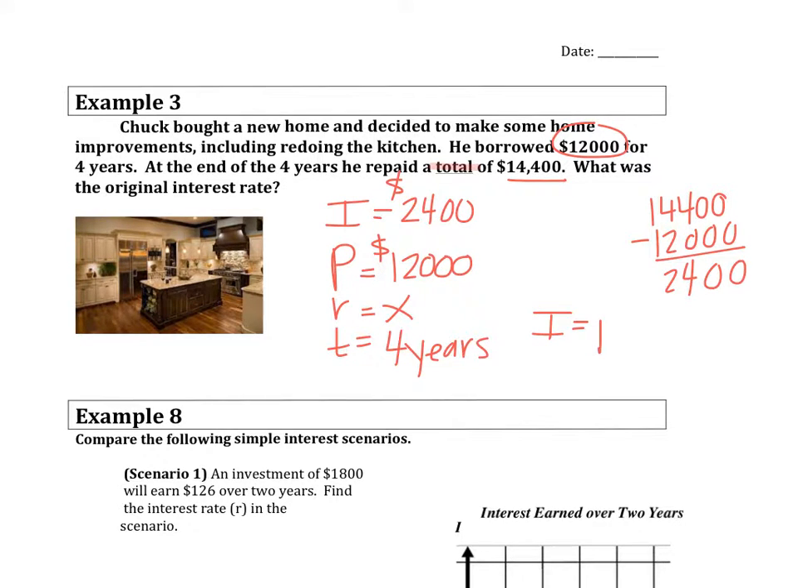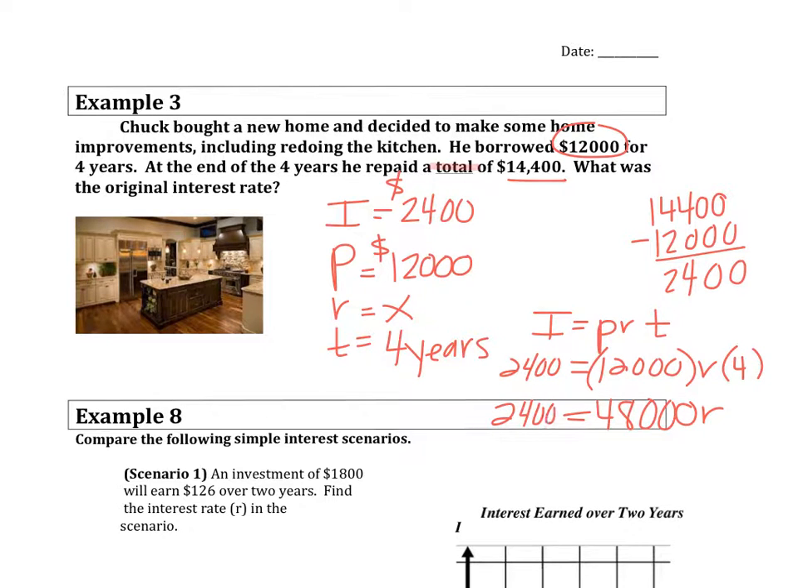So once again, we have I equals PRT. The interest is 2,400. That's what we just found. The principal was 12,000. We don't know the rate, so I'll put R. And then the time was 4 years. We'll multiply the 12,000 times the 4. That'll give us 48,000 times the rate equals 2,400. And then we're going to divide by 48,000. It will be a decimal. It should be a decimal.